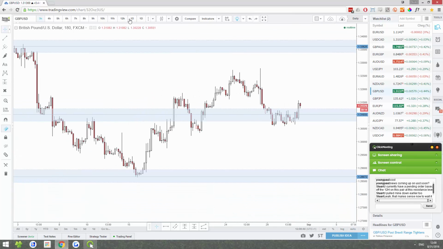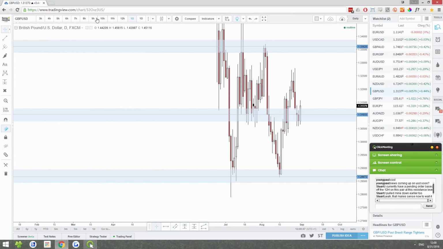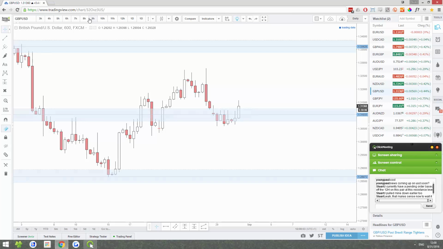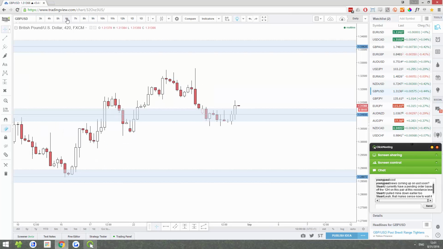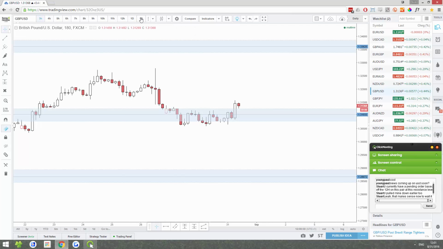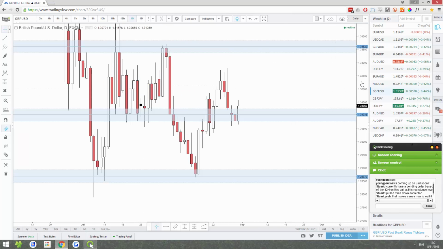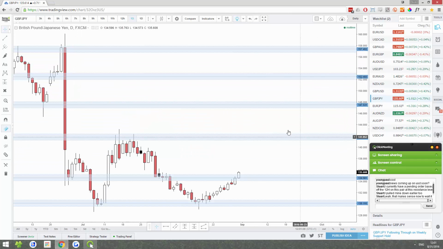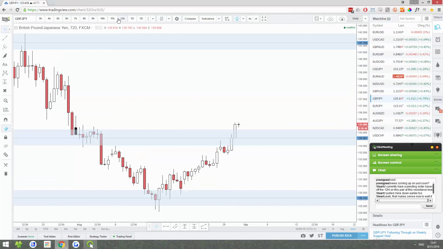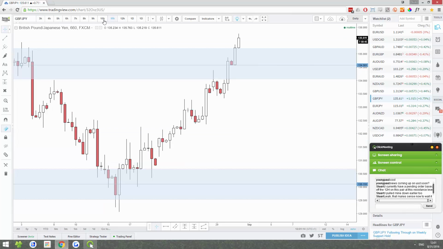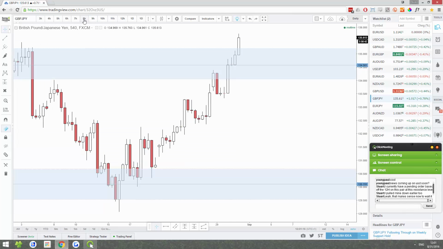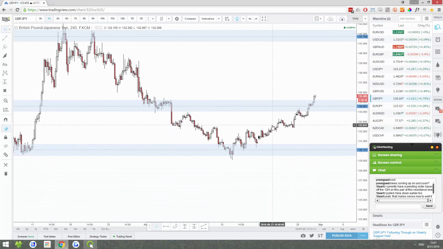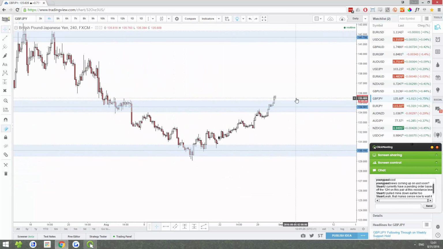GBPUSD. Yeah, it looks like it's reversing already, but it would be too late if you would want to enter. Alright, GBPJPY. It's forming indecision above the resistance area.